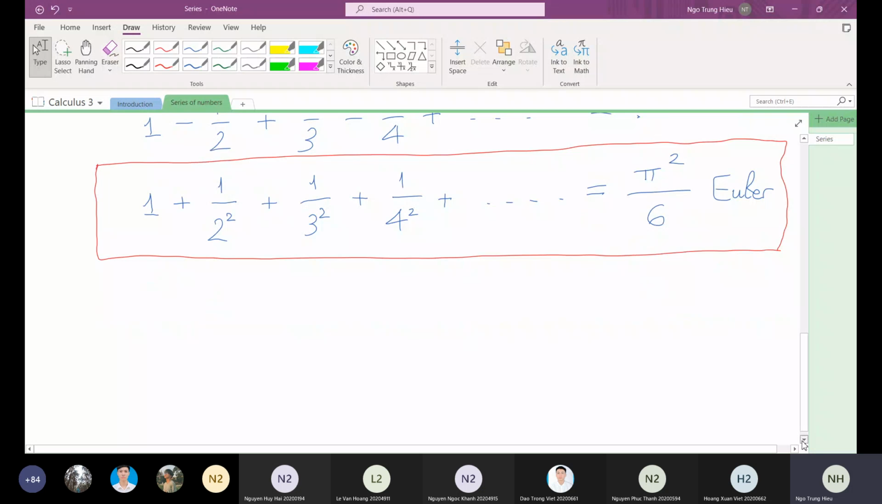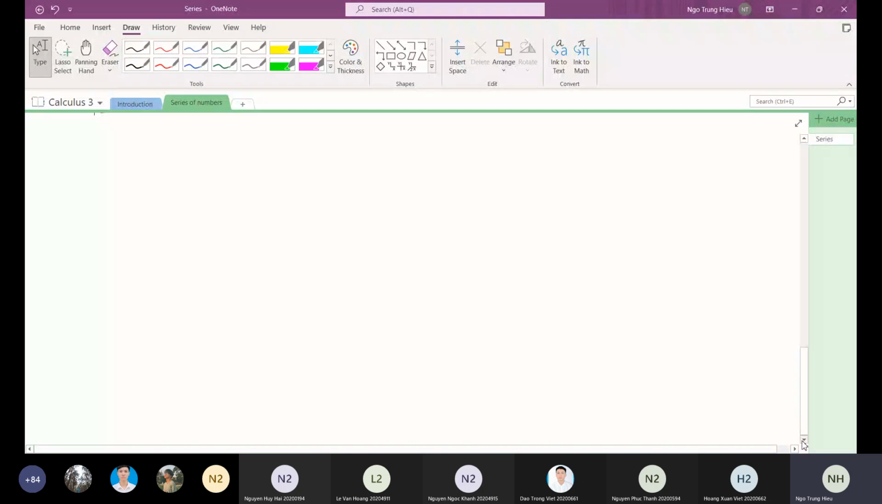This part of mathematics is actually very, very interesting, and it plays a fundamental role in analysis. What you learn now is actually called calculus, not analysis yet. The analysis that scientists use is more rigorous. They have epsilon and delta and so on, and we'll get used to that later on. So let's start with the definition of a series of numbers.